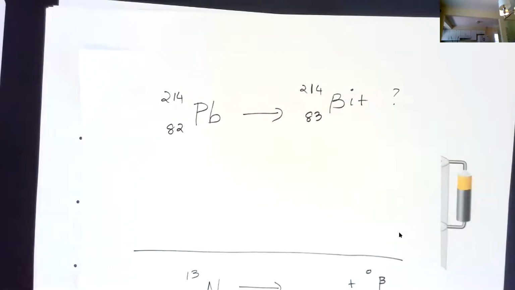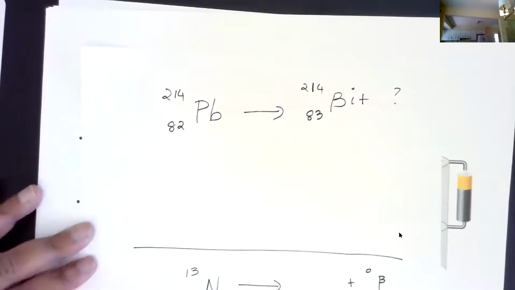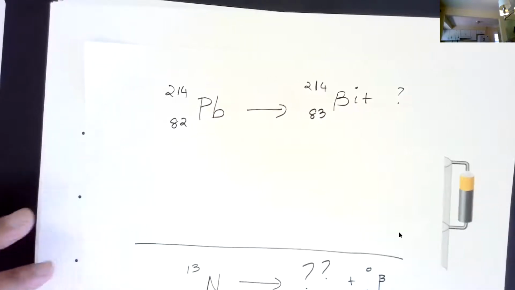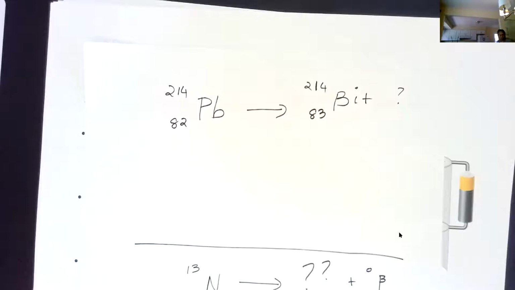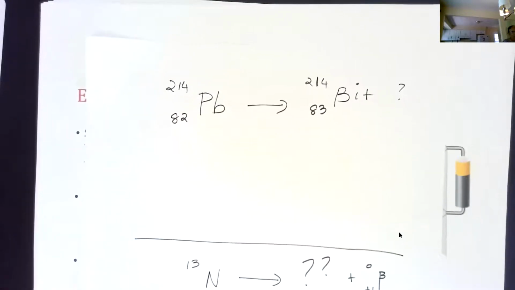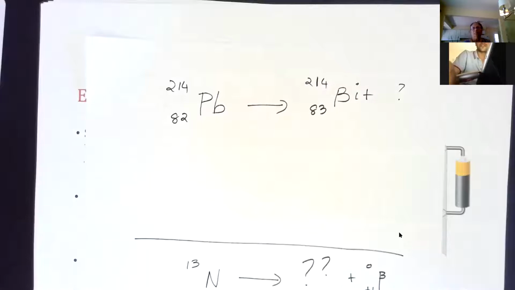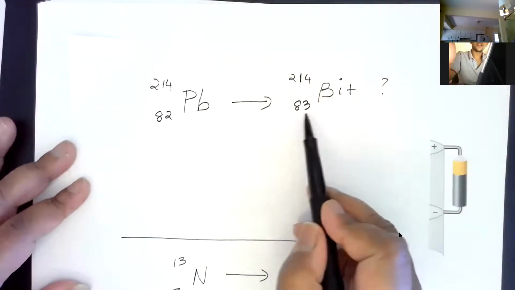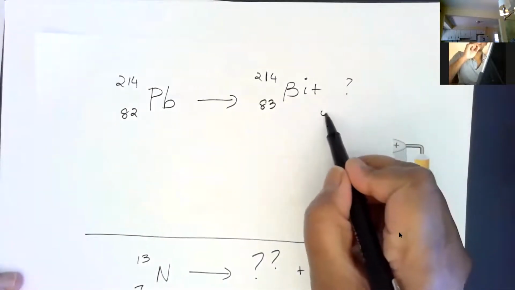I'm going to start calling people randomly. So gear up. Bismuth, Bi. Dr. Mary, would it be plus after the bismuth? It would be 0 plus 1. The beta symbol. This is 83, right? Yes, ma'am. It increased from 82 to 83, so it's a plus 1.